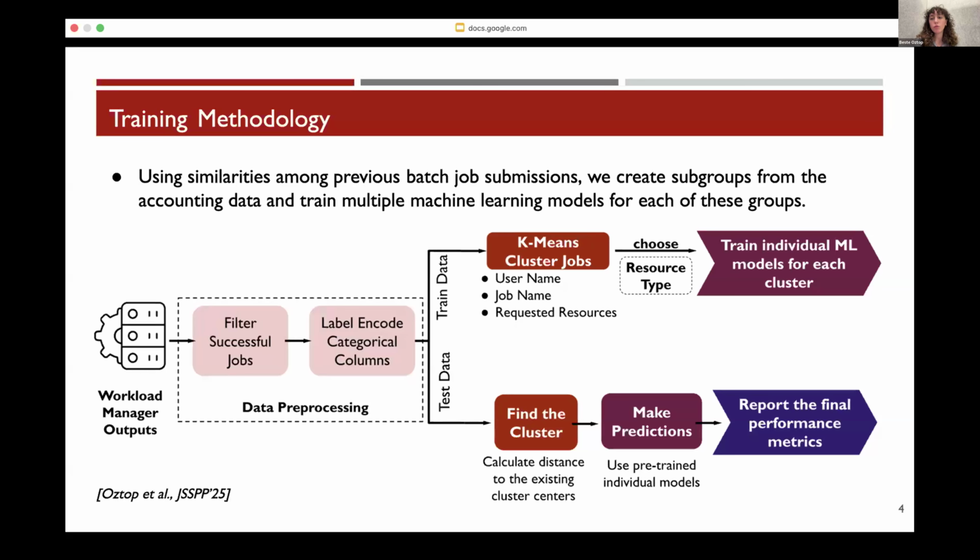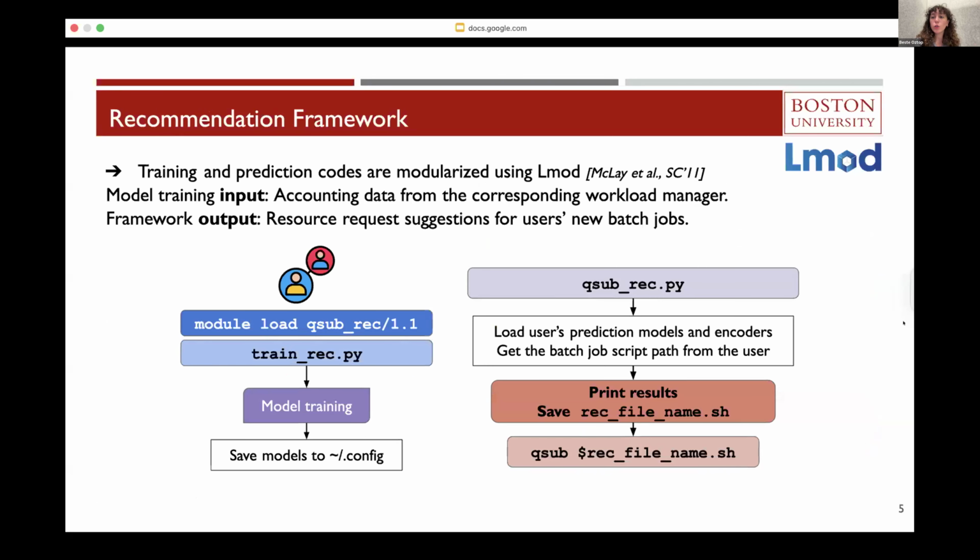In the testing stage, for the offline testing part, we first find the cluster based on the k-means model that we train, and we make predictions using the pre-trained machine learning models. So in the offline part, as I've said, we are using the real-world workload manager outputs to mimic the real-world deployment. And in the next slide, I will share the strategy to actually use it in the real-world HPC system.